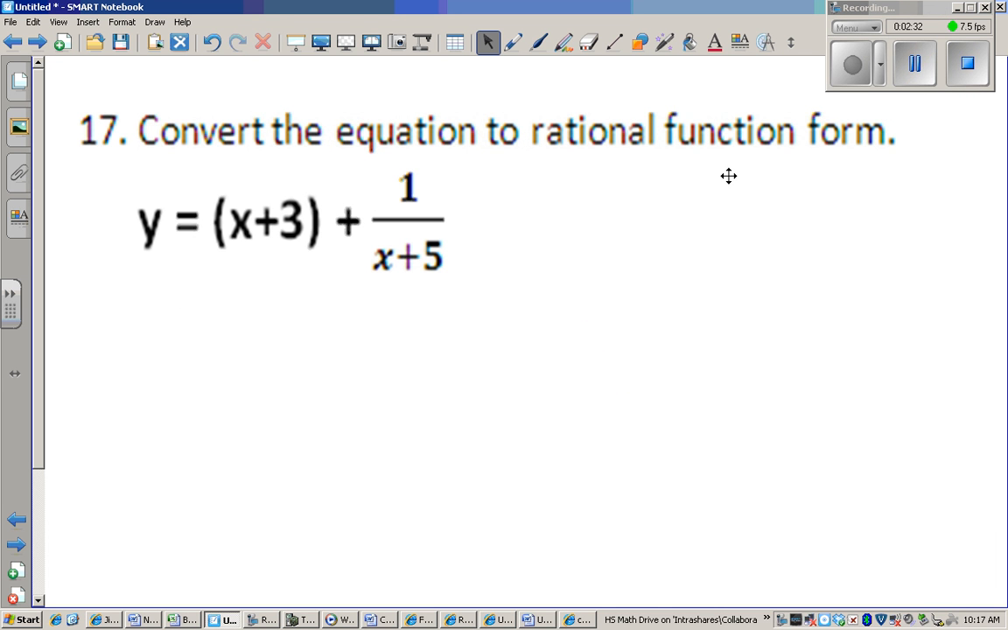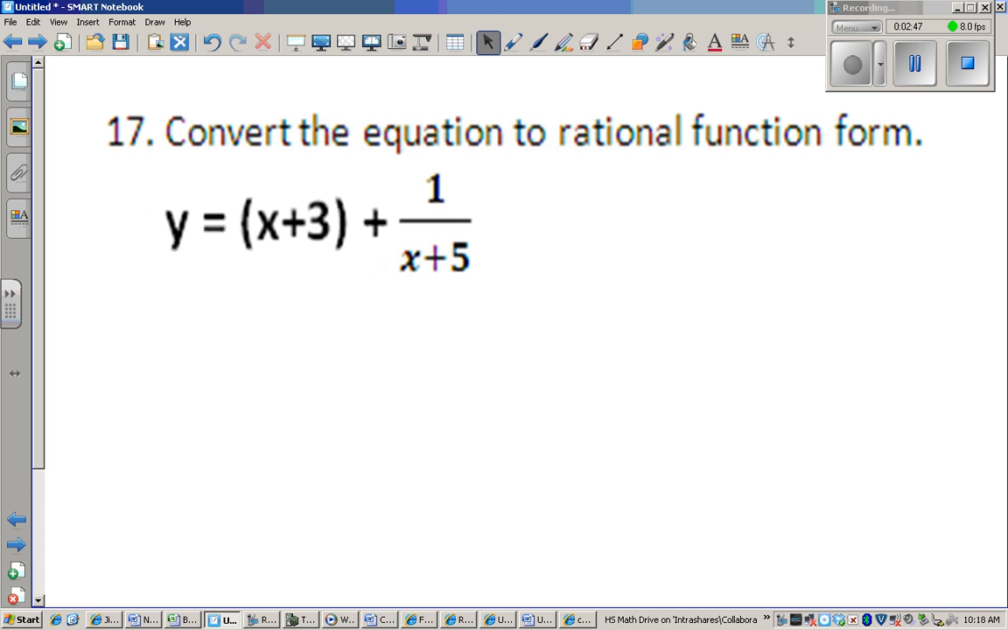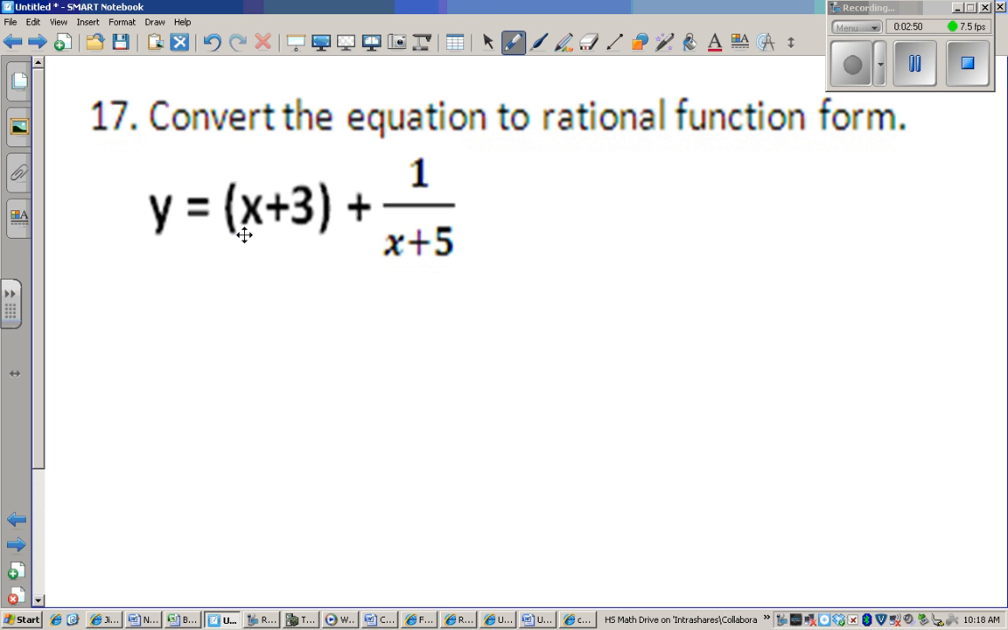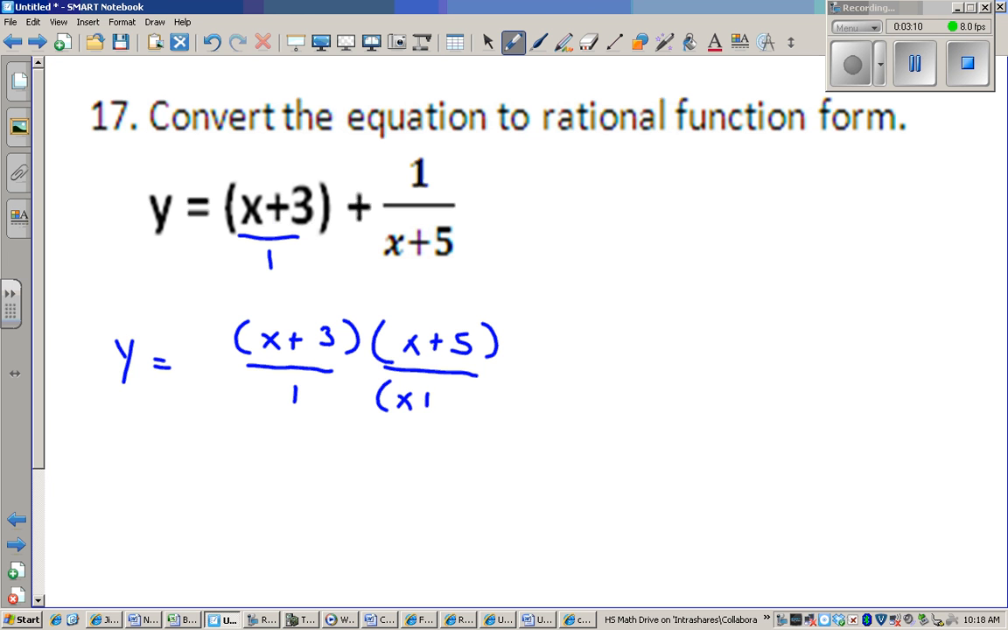Question number 17. Convert the equation to rational function form. Rational function is just when we have a function on top of a function. So what we have to do here is get a common denominator. I'm going to put this over an imaginary 1. In order to be able to add fractions, I just need to have the same denominator. So I'm going to take this first fraction and multiply it by x plus 5 over x plus 5. I can always multiply a fraction by 1 to change its appearance.